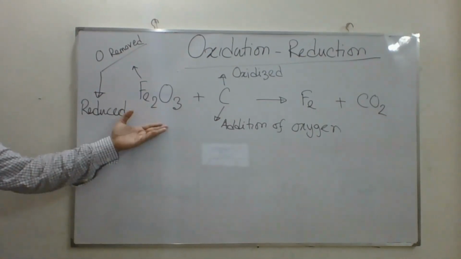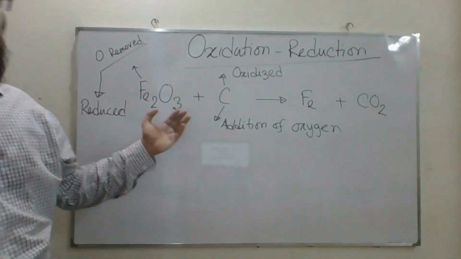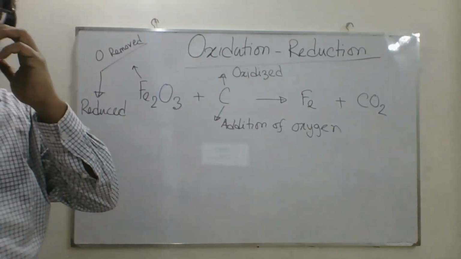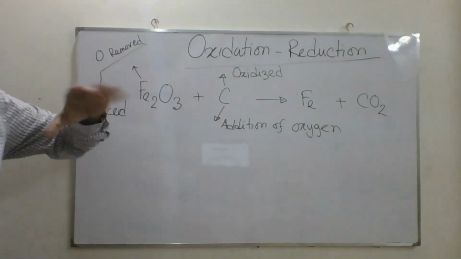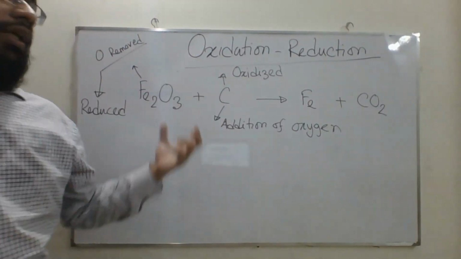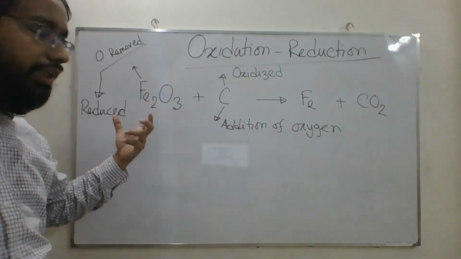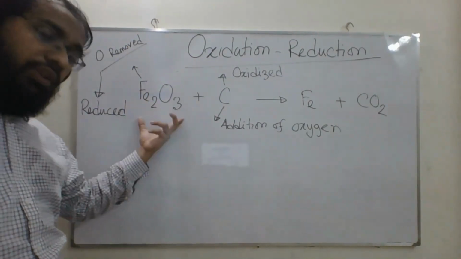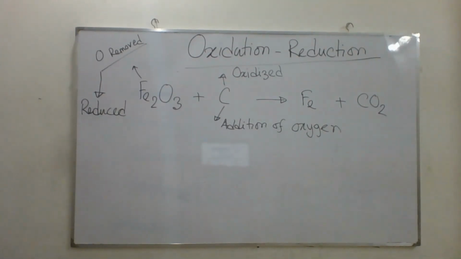Now, if oxygen needs to be removed from iron oxide, then somebody needs to accept that oxygen. If carbon wants to accept the oxygen, then it must remove oxygen from someone. Because of that, if there is an oxidation reaction, then there should be a reduction reaction, and if there is a reduction reaction, then there should be an oxidation reaction. As a result, we say that oxidation reduction reactions always take place simultaneously.